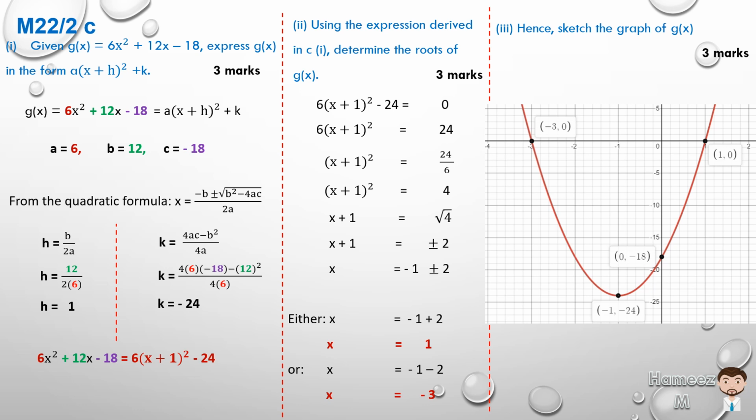Since quadratic equations are symmetrical, it means that halfway or in the middle of the two roots, minus 3 and 1, will be where the line of symmetry is, or the axis of symmetry, or the mirror line. So that means that the minimum point occurs there. So, and the midpoint between minus 3 and 1 is minus 1.